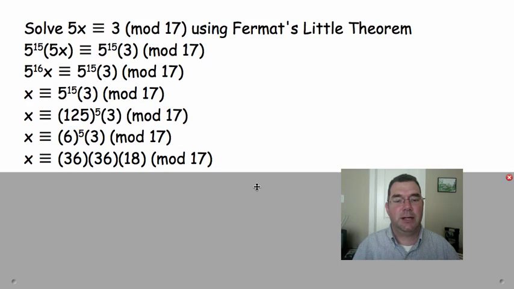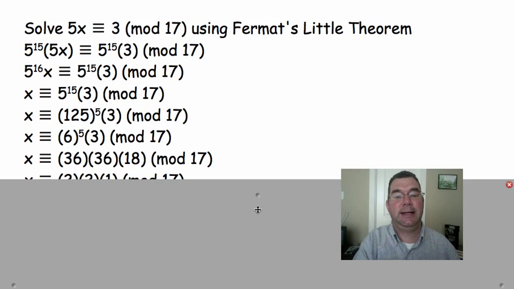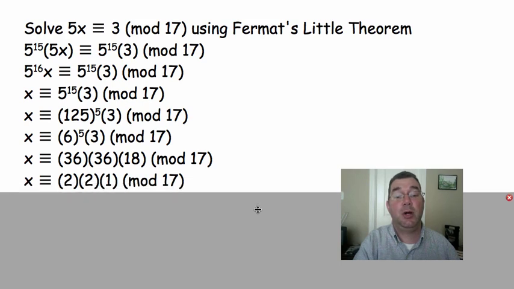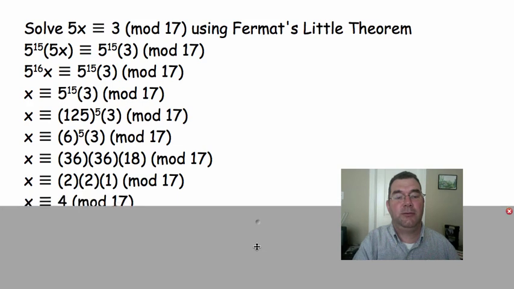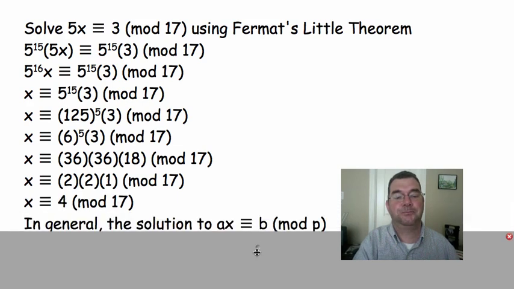So 6 to the 5th times 3 is the same thing as 6 times 6 times 6 times 6 times 6 times 3. And if I reduce each of those down, mod 17, each of the 36s becomes a 2, and the 18 becomes a 1. And so I'm left with 4, mod 17.